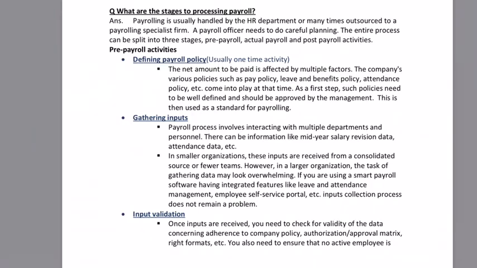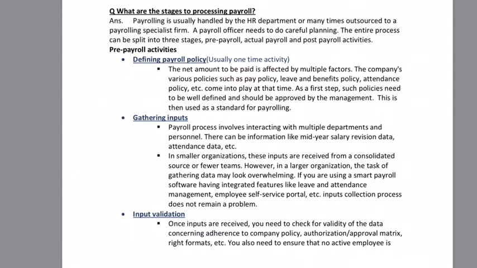Payrolling is usually handled by the HR department of the company, or many times in big MNCs, like in Bangalore we see Oracle or IBM or Accenture, they outsource their payrolling process to a payrolling specialist firm. Whether it is handled internally or externally, there is somebody who will be the payroll officer. A payroll officer needs to do careful planning. The entire process can generally be split into 3 stages: pre-payroll activities, then actual payroll, and then post-payroll activities.